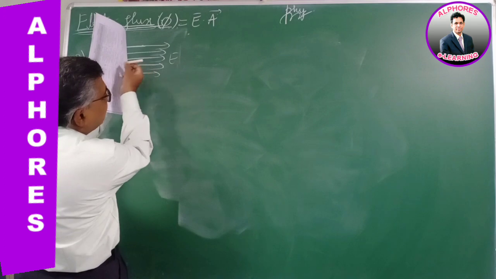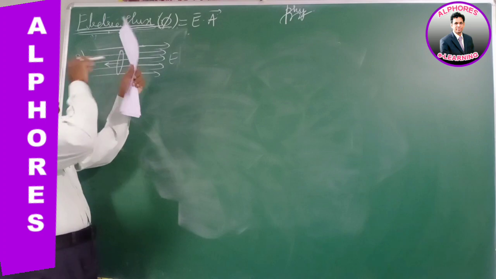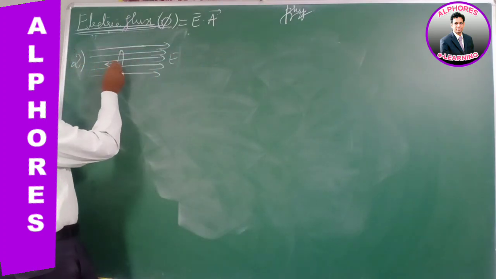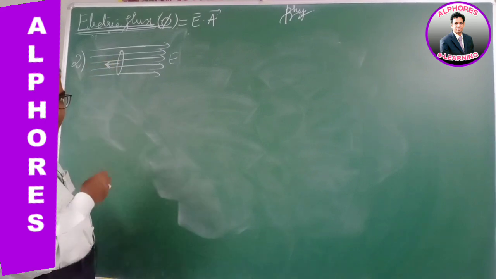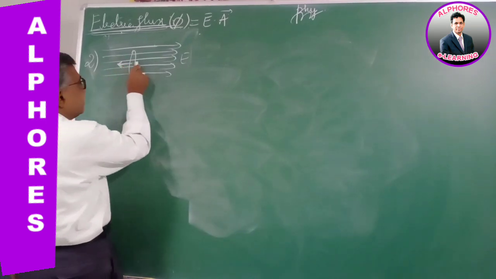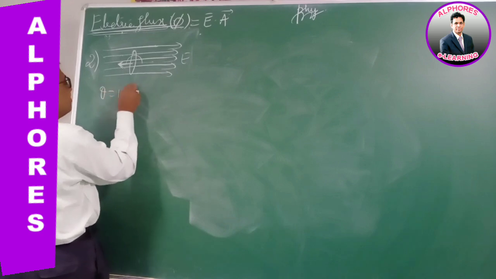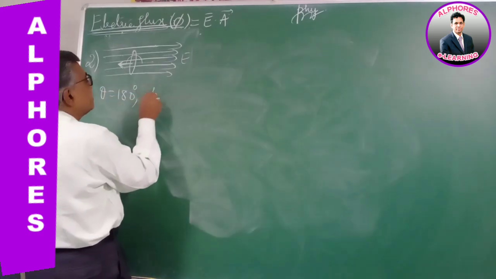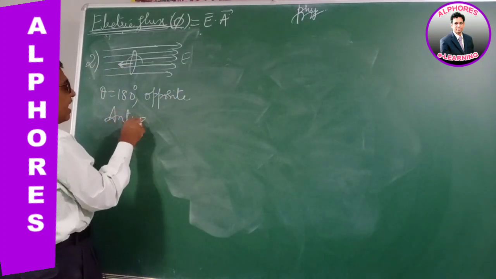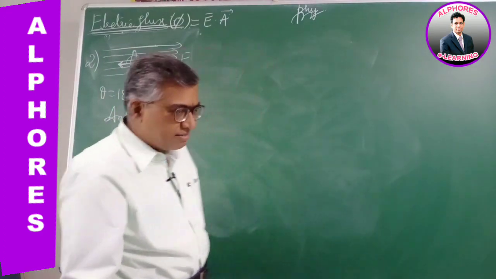So the area and the electric field both are in the same direction, parallel, theta 0, positive flux. But if I consider this surface, we know the area element is normally away from the surface, normally emerging out, and the electric field vector is this side. The angle between them is 180 degrees. Now theta is 180 degrees. They are in opposite direction, anti-parallel, unlike vectors, right?